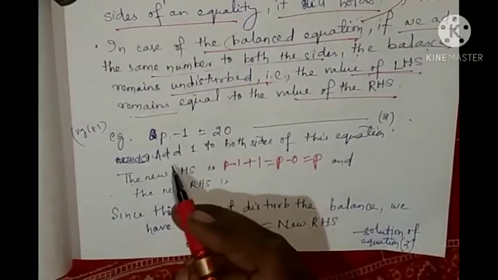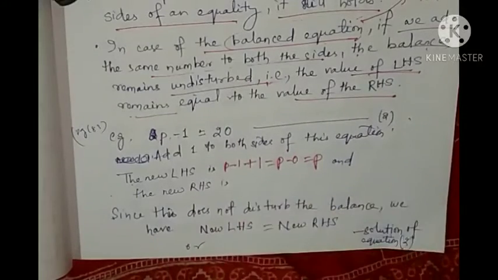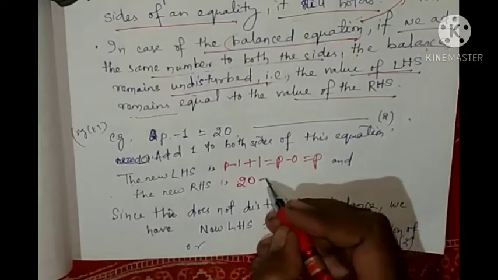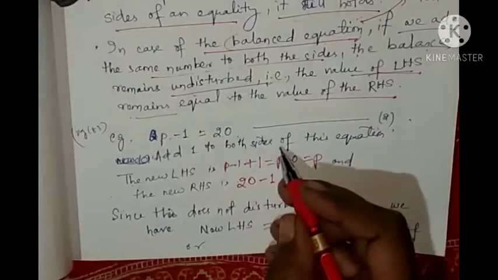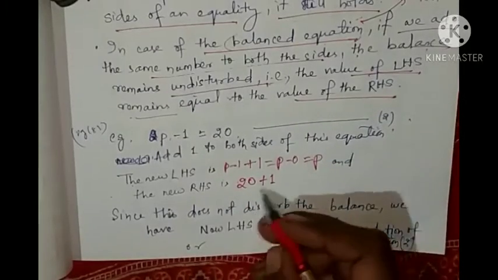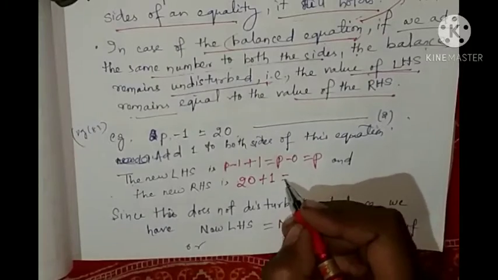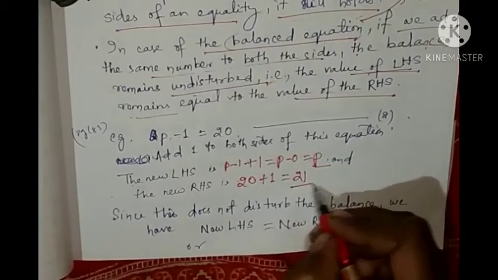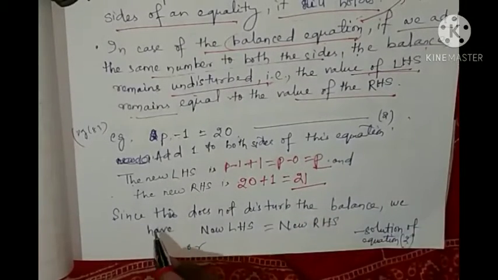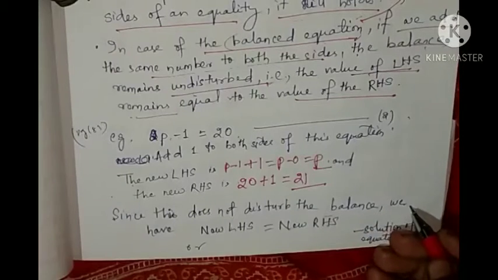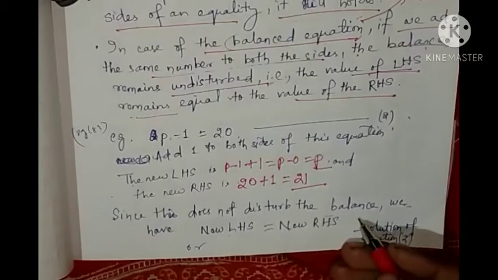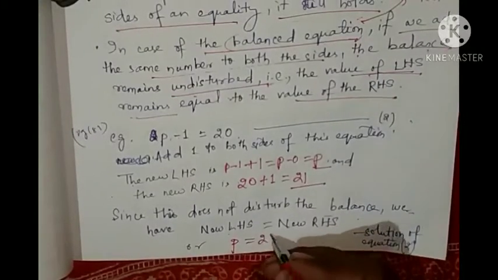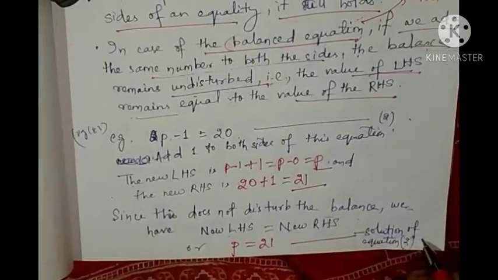Next, RHS. The new RHS is how much? 20 is given, and we are adding 1 to both sides, so 20 plus 1 equals 21. So what are we getting? The new LHS is P, the new RHS is 21. This does not disturb the balance of the equation. Now we have new LHS equal to new RHS, that is P equal to 21, which is the solution of the equation.